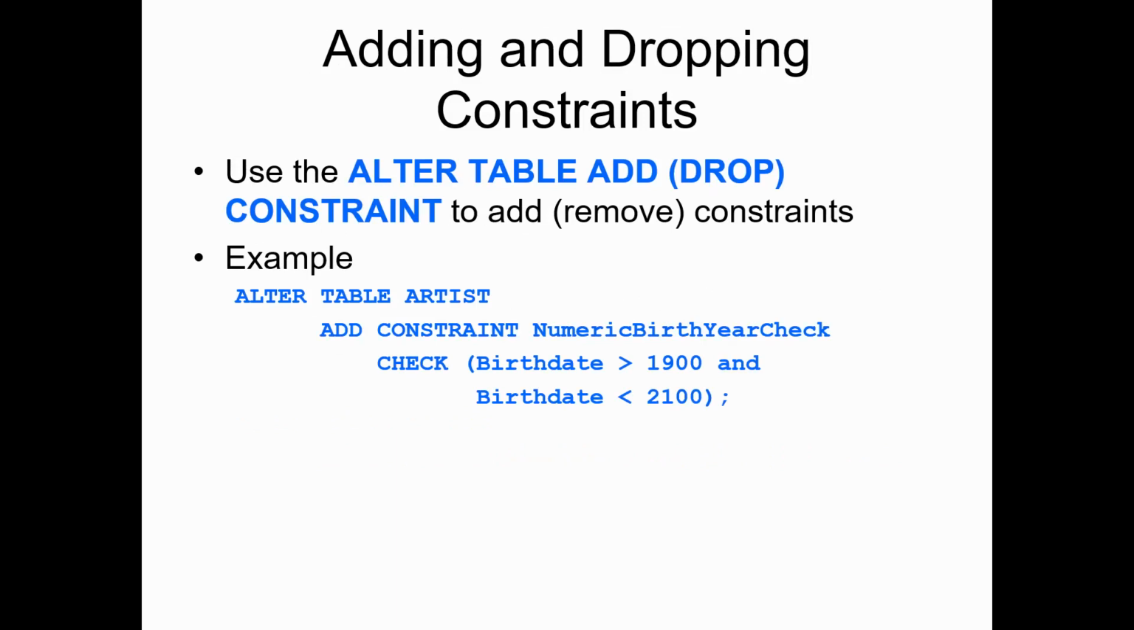For adding and dropping constraints, we learned how to do that in a previous session where we used the alter statement to do that to a table. For example, alter table artist, add constraint numeric birth date, birth year check, and we check the birth date between, for example, 1900 and 2100. Which is a constraint to check on the values of the birth date to be in a certain range.